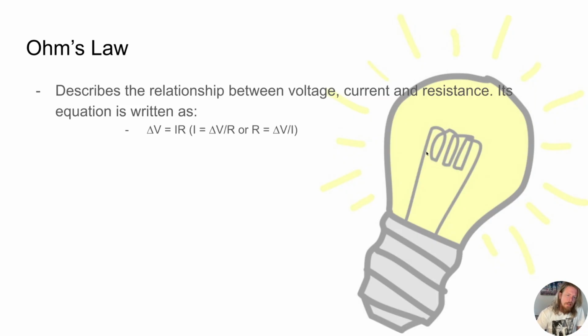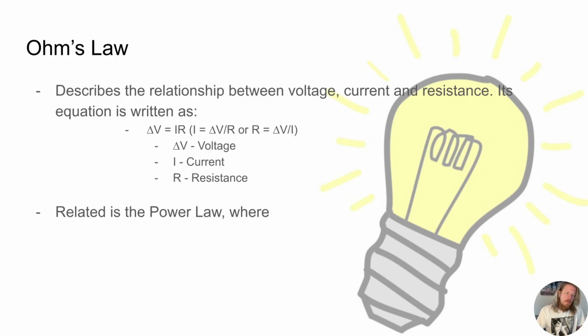The equation is written as voltage equals I times R. And those can be flipped around: I equals voltage divided by R, or R equals voltage divided by I. V stands for voltage, I is current, R is resistance.